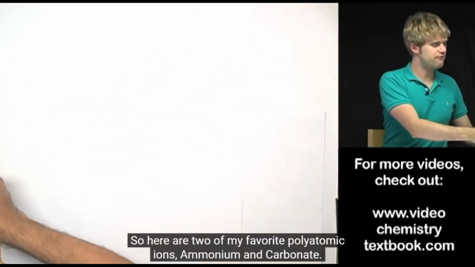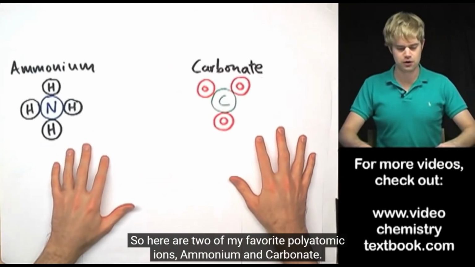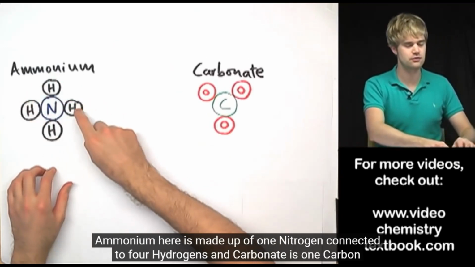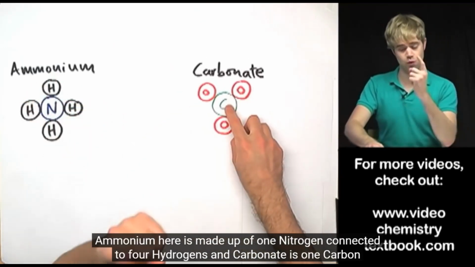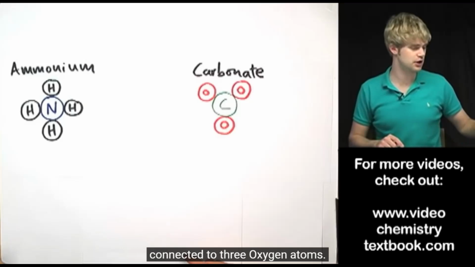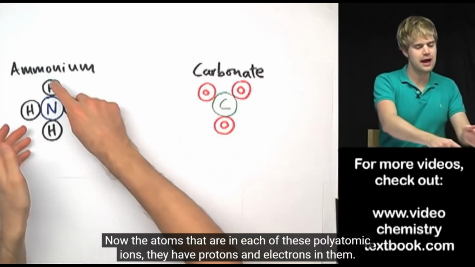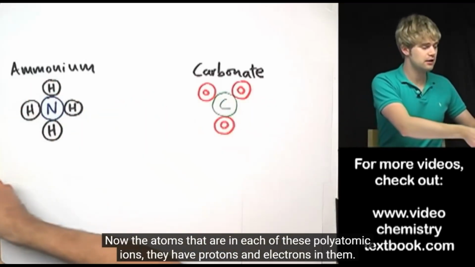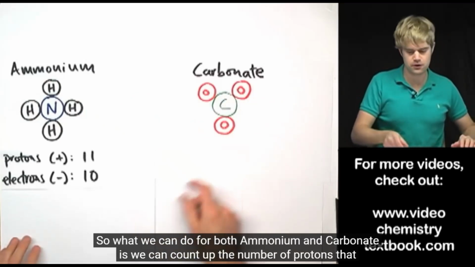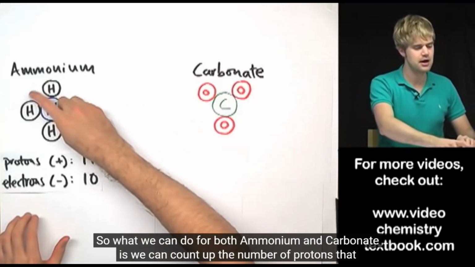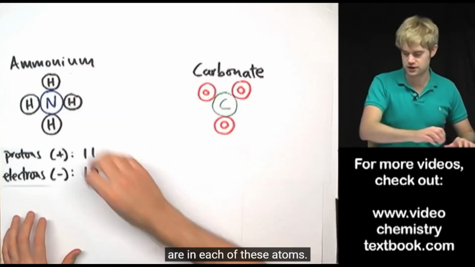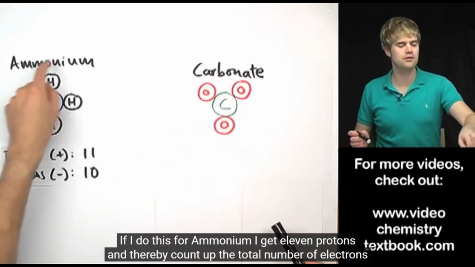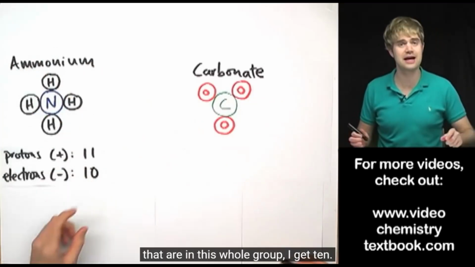So here are two of my favorite polyatomic ions, ammonium and carbonate. Ammonium is made up of 1 nitrogen connected to 4 hydrogens, and carbonate is 1 carbon connected to 3 oxygen atoms. The atoms in each of these polyatomic ions have protons and electrons in them. So for both we can count up the number of protons in each of these atoms. If I do this for ammonium, I get 11 protons. And if I count up the total number of electrons in this whole group, I get 10.